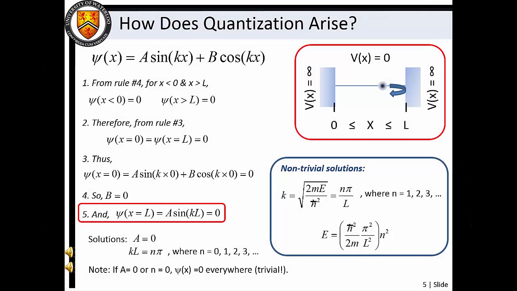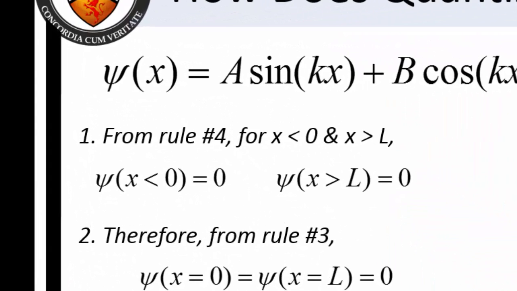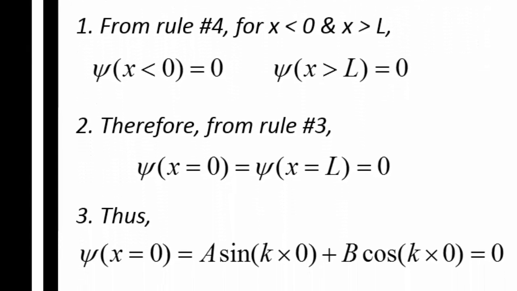So how does this lead to the idea of quantization? Since our particle is confined to the region between 0 and L, its probability of existing outside this region is 0. Thus, for x less than 0 or x greater than L, the wave function must be 0 owing to wave mechanics rule number 4. We've also stipulated that the wave function must be continuous. Therefore, the wave function must also be 0 at x equals L or x equals 0, owing to wave mechanics rule number 3.